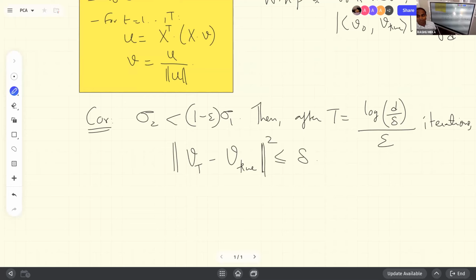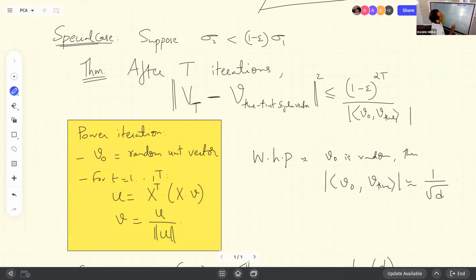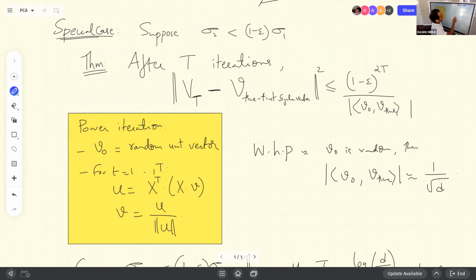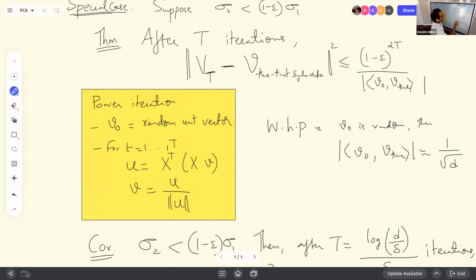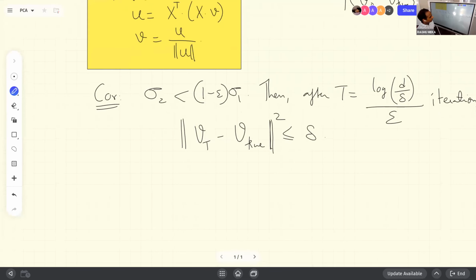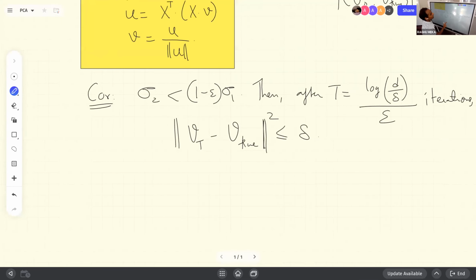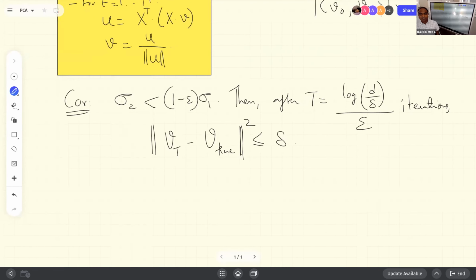Okay, so basically after something like log of d over delta, right? So I'm setting t to be 1 over epsilon times log of d over delta, so that this whole thing becomes delta. And after these many iterations, you arrive at a vector which is delta close to the true singular vector. Okay, so you are converging very fast, and the speed of convergence depends on how close the first two singular values are.